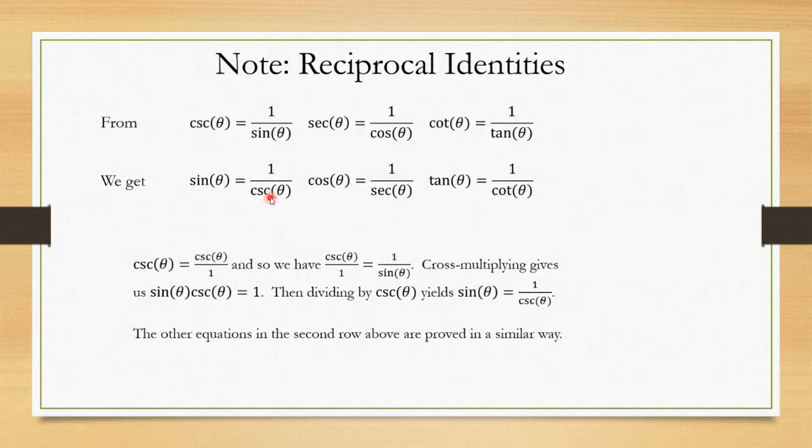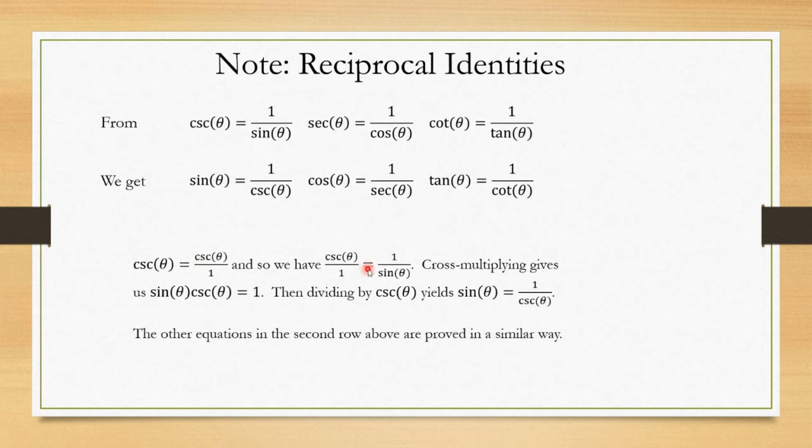Now, how do you get from here to here? I did the proof here. Again, it's really just cross multiplying. That's all it is. There's not much to it. For instance, I did the first one. If you have cosecant of theta, that's the same thing as cosecant of theta divided by 1. So really, from here, this identity is the same as this one.